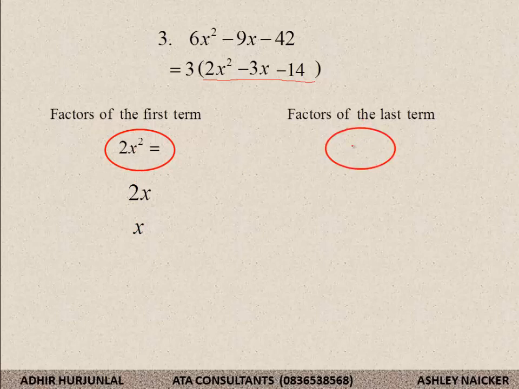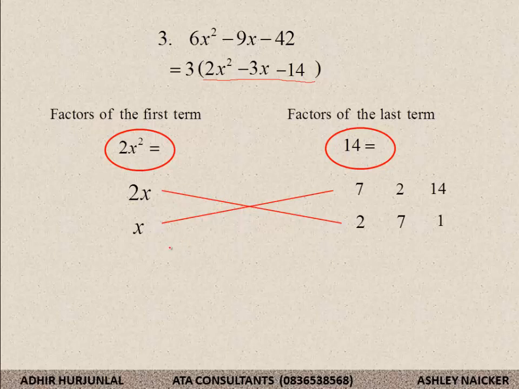What are the factors of the last term? What is the last term? 14. Don't worry about the signs for now, guys. What are the factors of 14? The factors of 14 will be 7 multiplied by 2. It will be 2 multiplied by 7. Yes, it's 14 times 1 as well, and 1 multiplied by 14. But for now, guys, let's use the cross technique. Again, once you get some experience, you will be able to get to the correct answer.